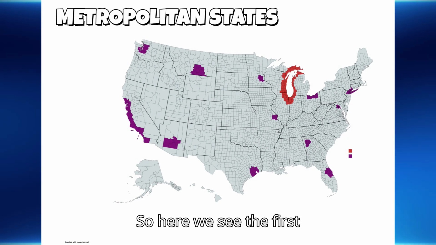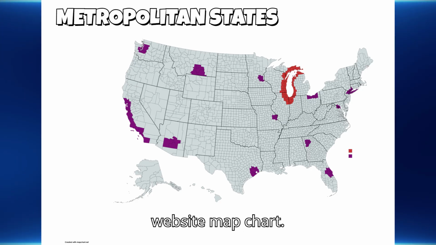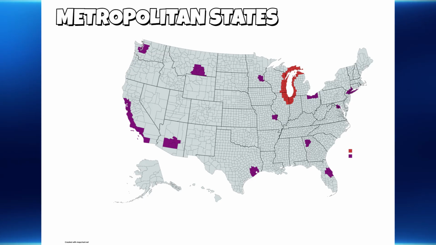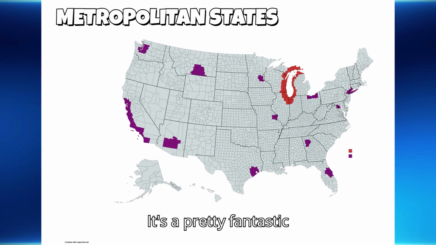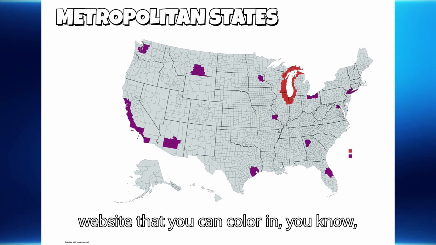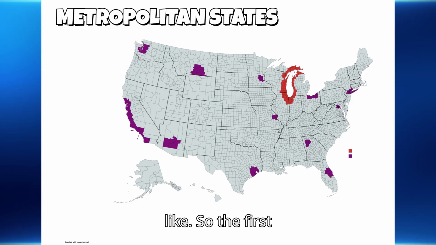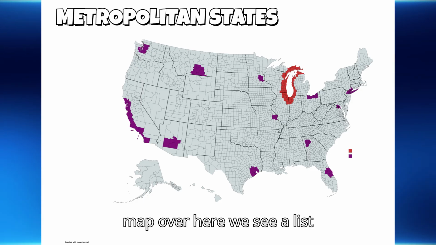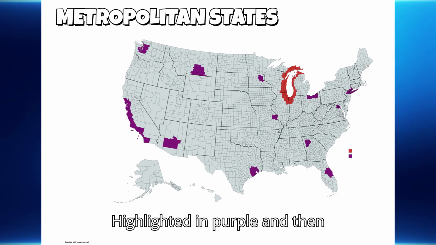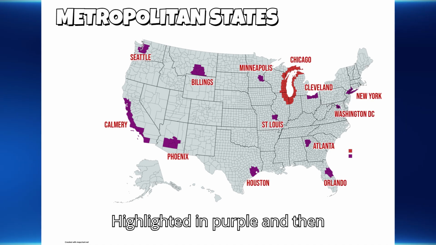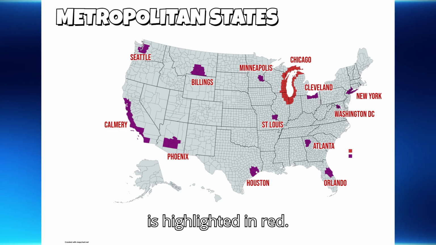So here we see the first map that I made with the website MapChart. You guys can take a look at the website. It's a pretty fantastic website that you can color in maps from around the world however you like. So the first map over here, we see a list of metropolitan states highlighted in purple. And then the capital city for New America, Chicago, is highlighted in red.